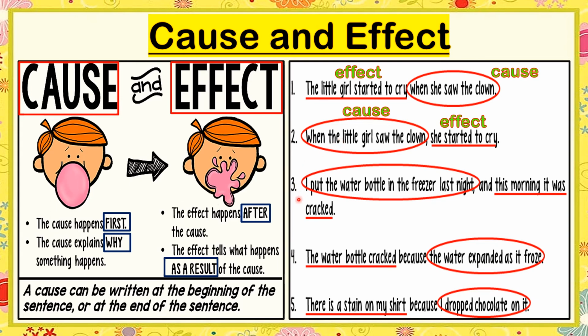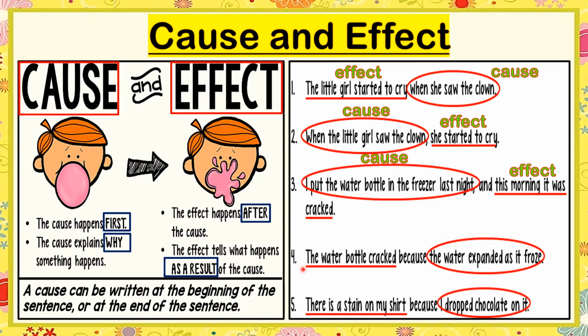Next, let us proceed to sentence number 3. I put the water bottle in the freezer last night, okay? And this morning, it was cracked. So, which happened first? I put the water in the freezer last night. So, that is the cause. And the effect? This morning, it was cracked.